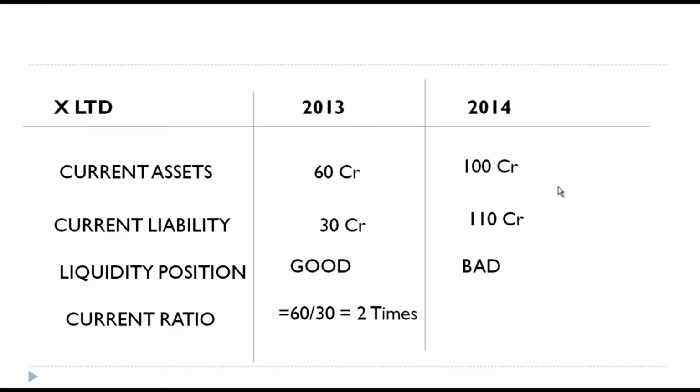So in 2013, 60 by 30, 2 times, you have 2 times of current assets for meeting the liability. Or it can also be said as 2:1. For meeting 1 rupee of liability in 2013, the company had 2 rupees of current assets. But in 2014, it is 100 divided by 110, which is 0.91 times, or I would say 0.91 is to 1. For paying every 1 rupee of current liability, this company has got assets worth only 91 paise. So this is the kind of serious message which you can get by ratios.